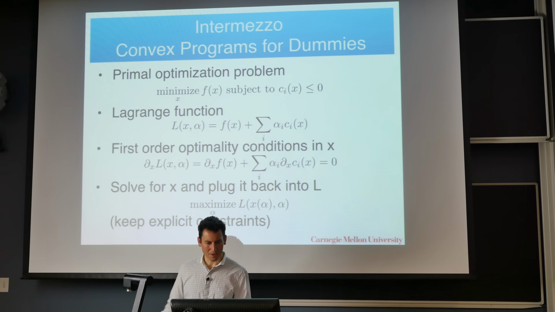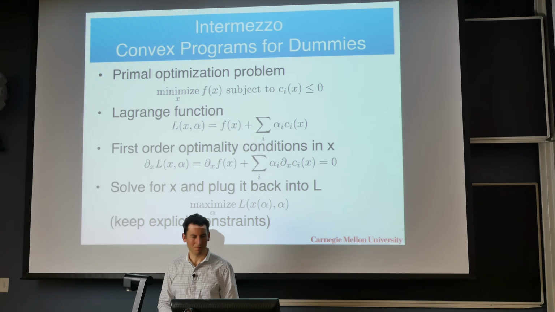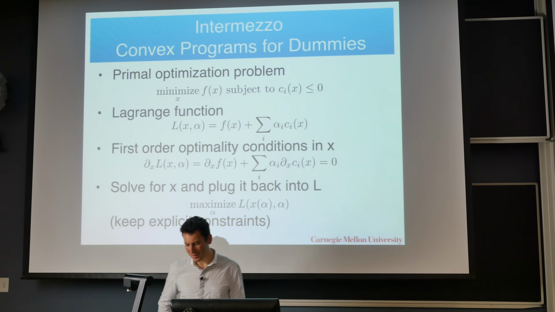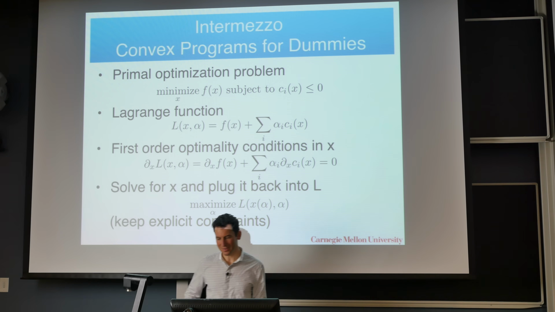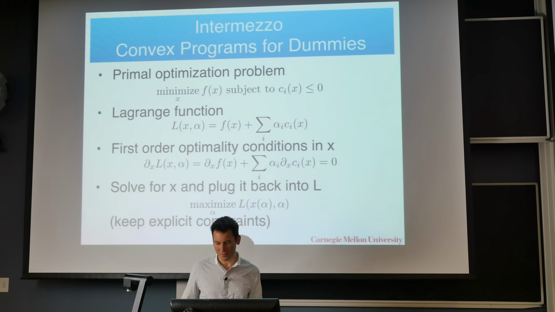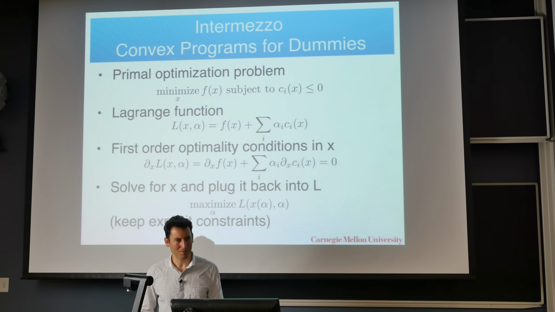So this is really just a summary from last Wednesday, if you didn't watch the video. Primal optimization problem is basically minimize f of x under the constraint ci of x less equal than 0. The Lagrange function is just, you add those constraints to it. First order optimality condition, you want the derivative to vanish. Then you solve for that primal variable, plug it back in, and you keep the explicit constraints. So use that as a cheat sheet in case you have optimization problems.